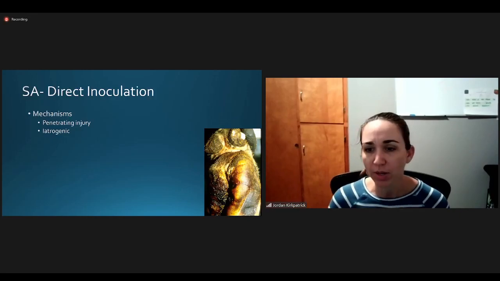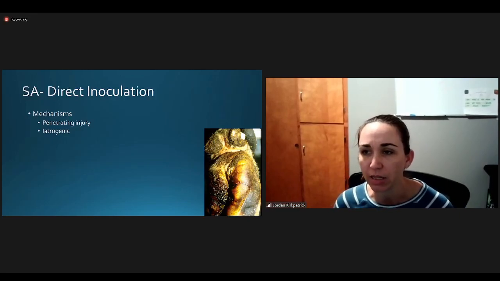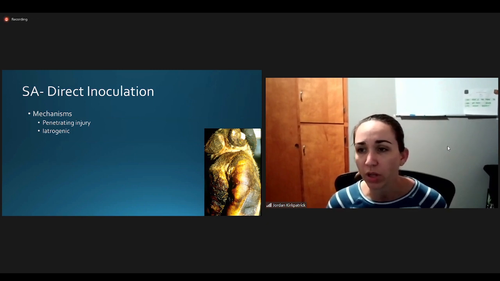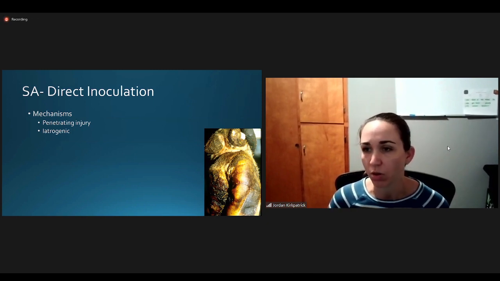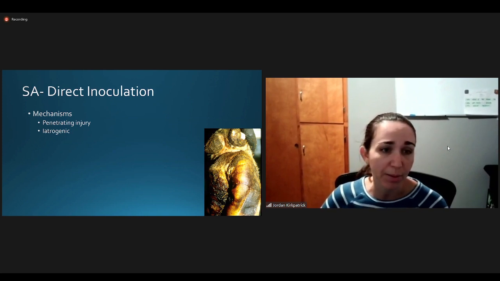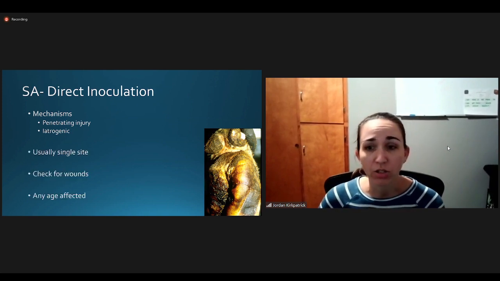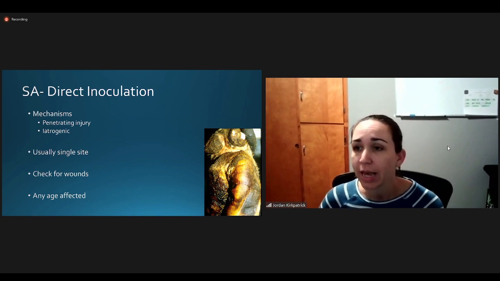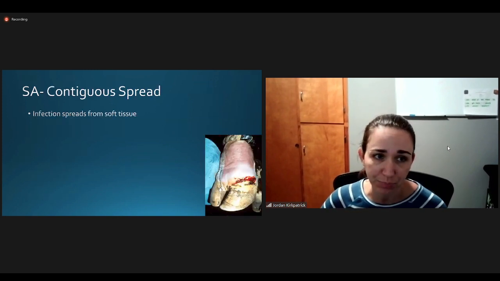Something like that. It could be iatrogenic. It's less likely in cattle than with horses because we're not usually doing joint injections in cattle, more likely due to them stepping on something or getting caught in wire or something like that. When it's a direct inoculation, it's usually just one area. So you always want to check for wounds, and any age can be affected.